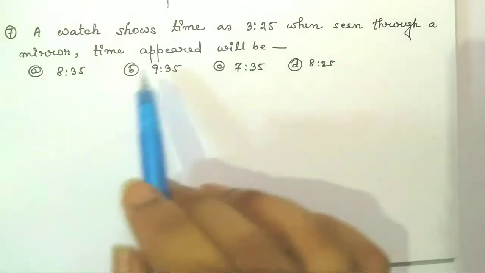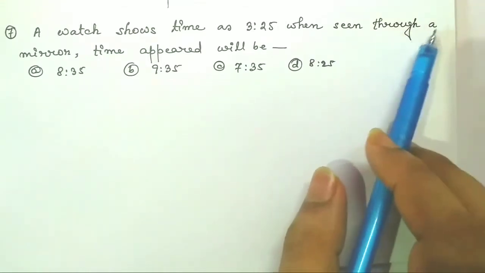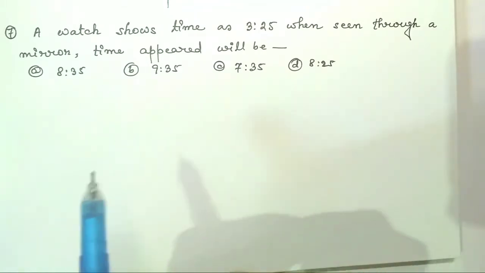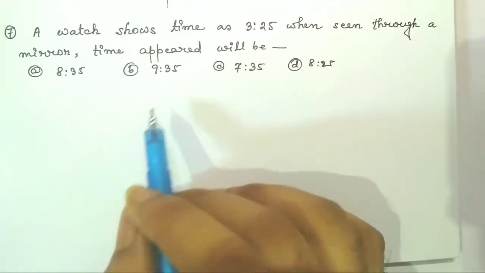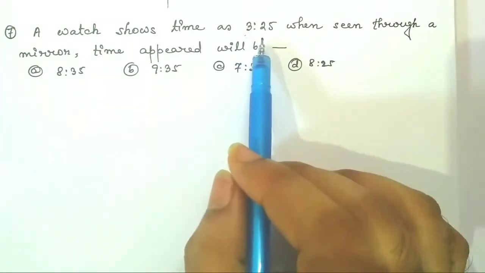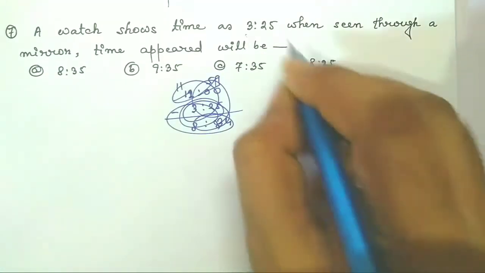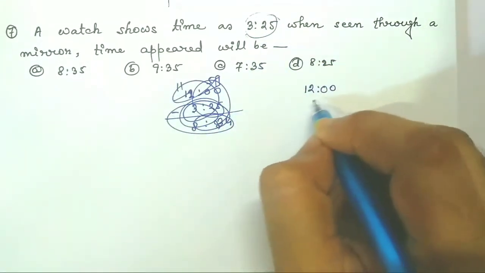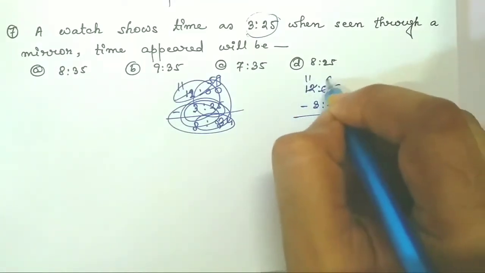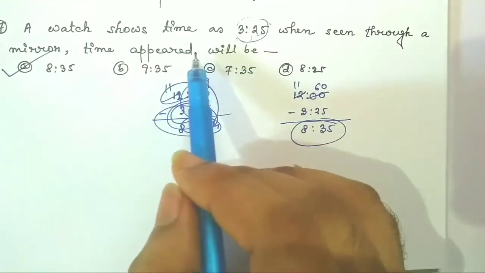Question number 7. A watch shows time as 3 past 25 when seen through a mirror. Time appeared will be. That is, the question is what is the actual time. When this kind of question is asked, you have to subtract this time from 12. That is, in this question we will subtract this time from 12. So 12 minus 3:25. We can write this as 11:60 minus 3:25. So option A is the right answer. Always subtract this time from 12.